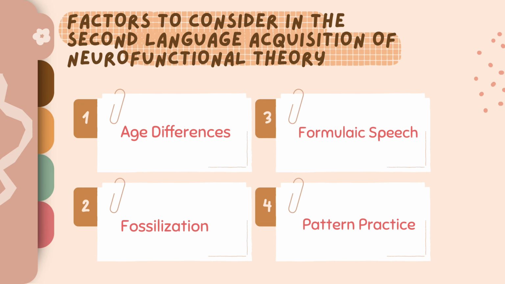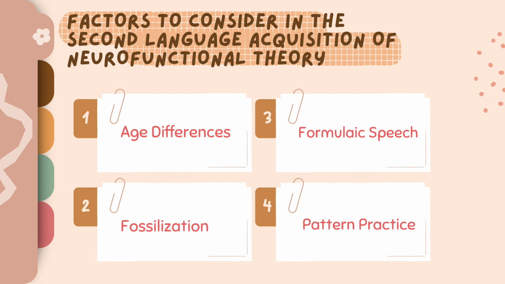The second factor to consider is fossilization. Fossilization is the process in which incorrect language becomes a habit and cannot easily be corrected. In second language acquisition, a person simply becomes unable to learn the new language beyond what they've already learned. They may be able to pick up some new vocabulary but will never be able to fully grasp the grammar, the syntax, and the colloquial use of the language.